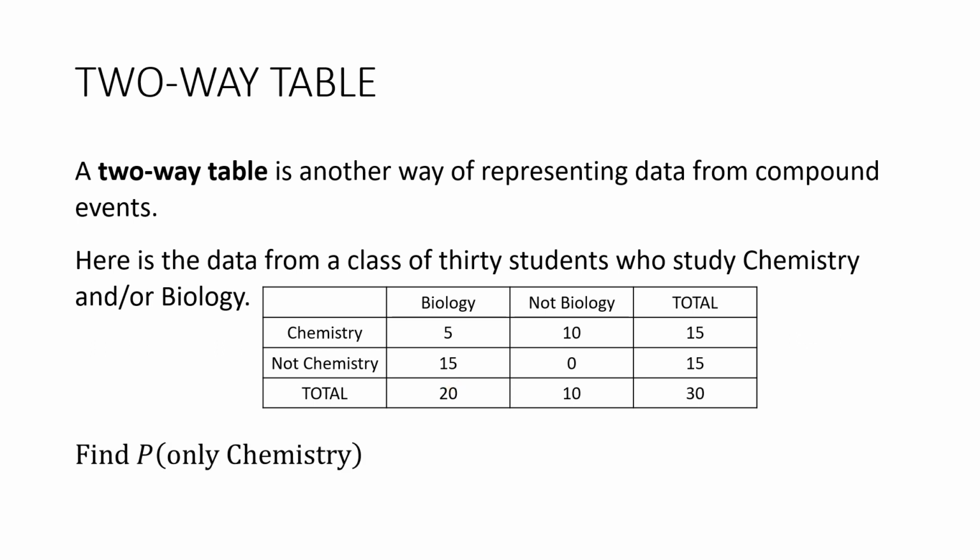So if we ask a question like this, let's find the probability that a student selected at random studies only chemistry. We've just got to find that part in the table. So only chemistry means chemistry and not biology. So chemistry and not biology, there are 10 out of 30. So the probability is 1/3.